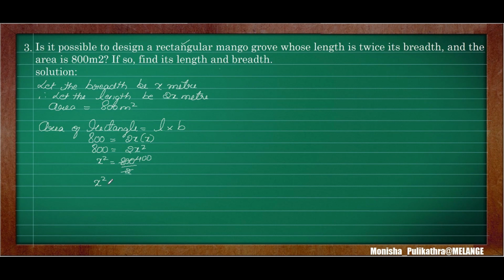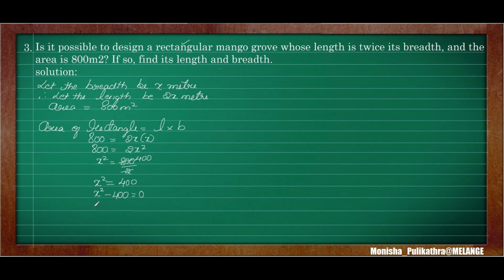So it will be x square minus 400. I will be shifting the 400 this side. Okay, I will do one more step. That is x square minus 400 is equal to 0. Why am I not directly solving the equation now? Because first we need to find out, is it possible to design a rectangular mango grove? That is the question. First we have to prove that it is possible.